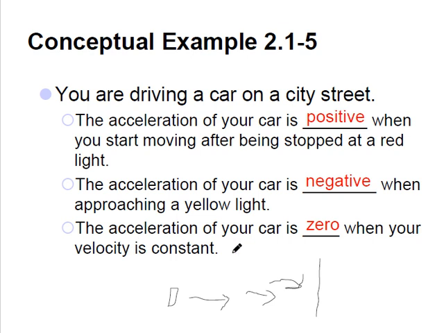Now the acceleration of your car is blank when your velocity is constant because you're driving. No lights and you keep driving with a relatively constant velocity, which is 30 miles per hour, I would say, on a city street. At that time you have no acceleration because you're keeping the same average velocity. So now you understand acceleration, deceleration, slowing down, speeding up, and no speed change. It's going to be 0.